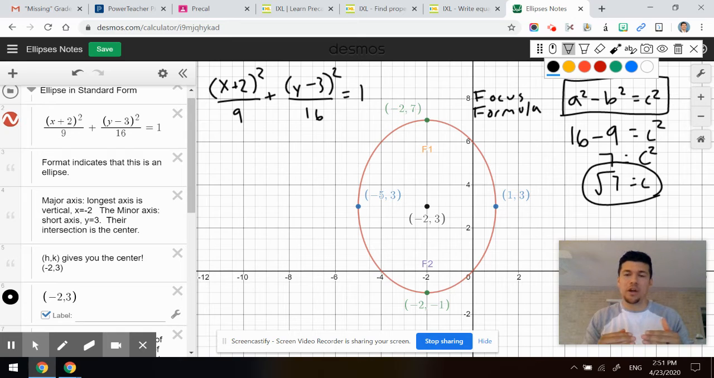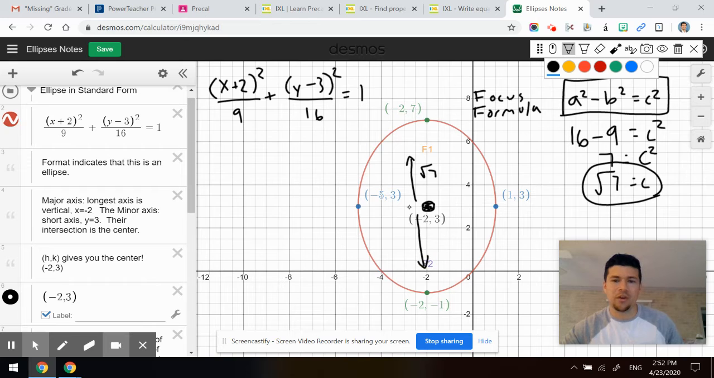In this case, we're not going to travel from the vertex. Instead, we're going to start at our center. All right, so we're going to start at our center, -2, 3. And what we're going to do from the center, -2, 3, is we are actually going to go up square root of 7 units and down square root of 7 units. So it goes without saying that the foci are always going to be located on the major axis. Okay, so again, we go up square root of 7 and down square root of 7, which naturally is not going to change your x value, but it is going to change your y value.